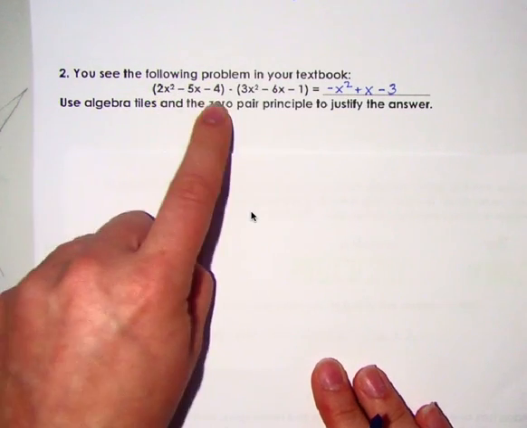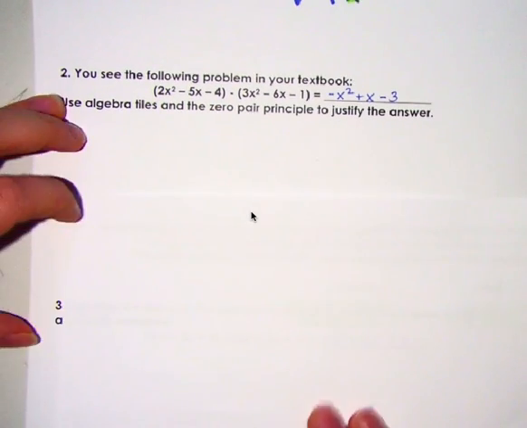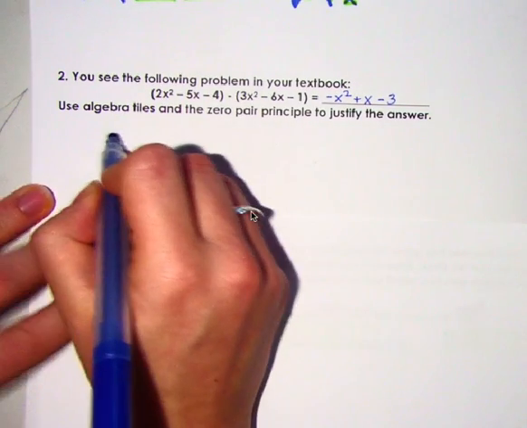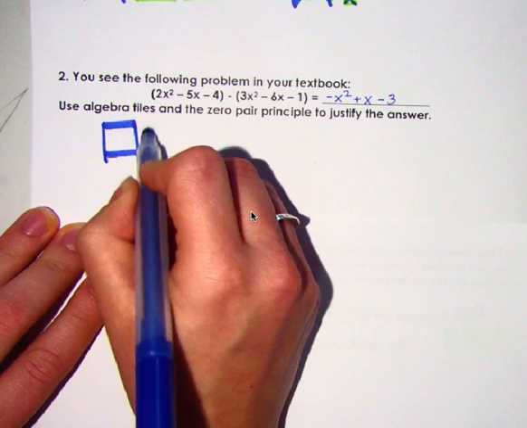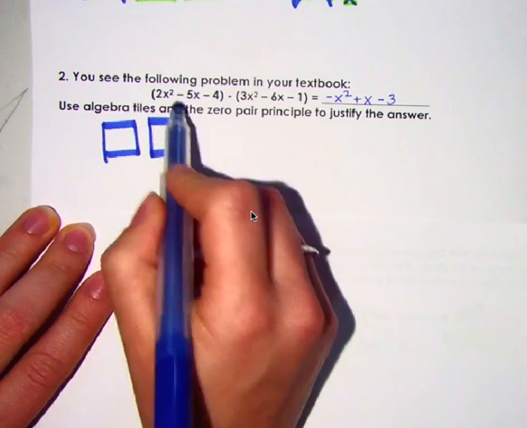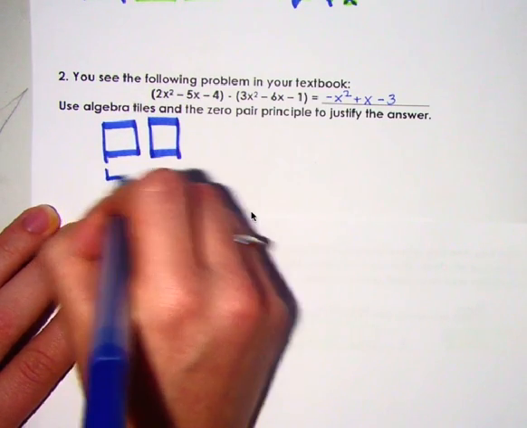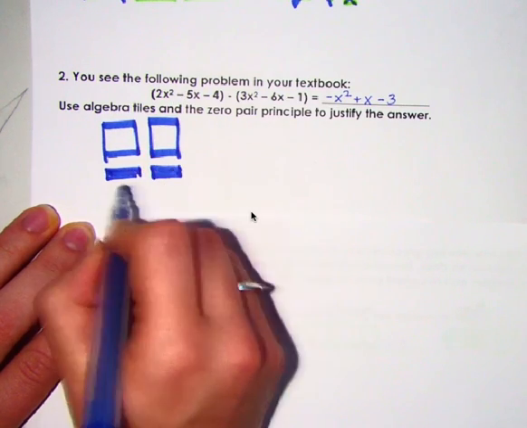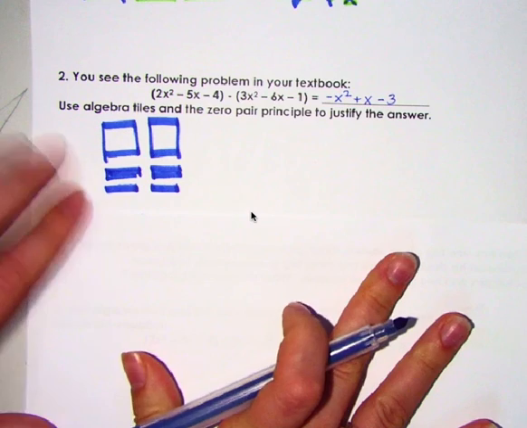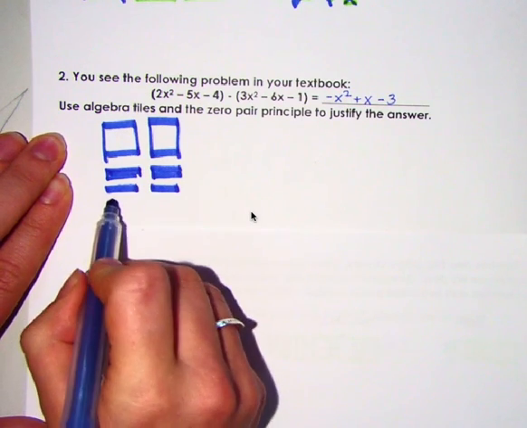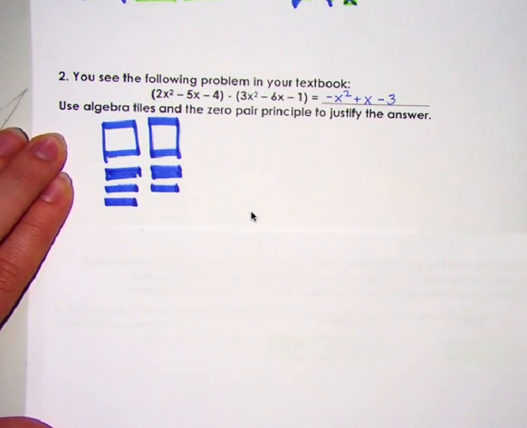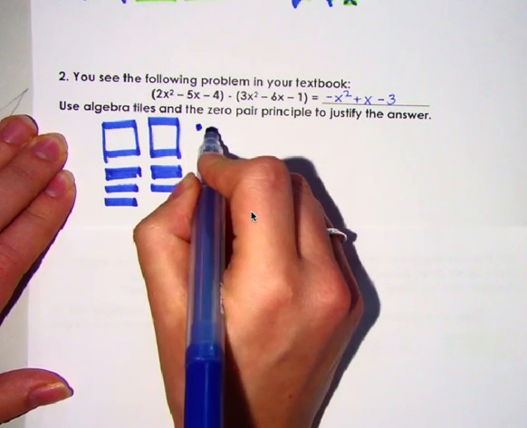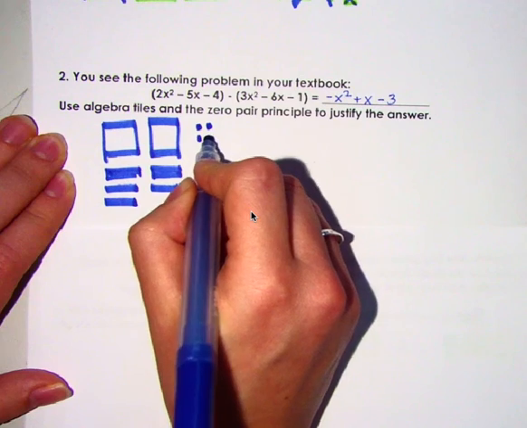All right, so pretend that this is your expression right here, this 2x squared minus 5x minus 4. That means you have 2 big positive rectangles. You have 5 negative, this is a negative 5x, so that means you have 5 of these. And then you have 4 of these negative 1 tiles. 1, 2, 3, and 4.